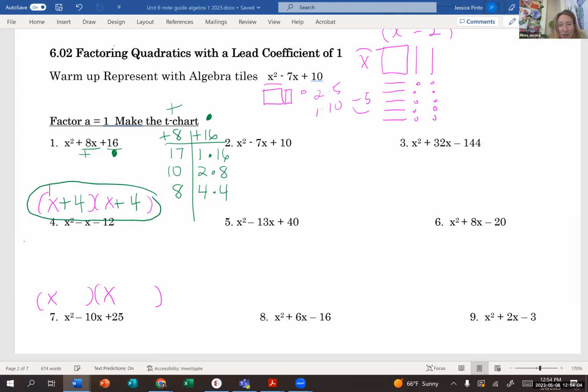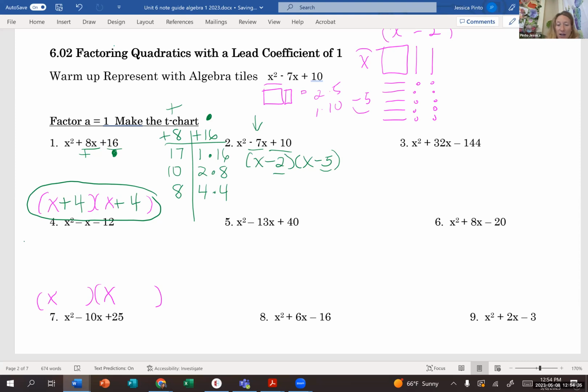We did number 2 as the warm-up. And let's just see how this works. 2 and 5 add to 7. They're both negative. You add and keep the sign the same. But then negative 2 times negative 5, yes, a negative times a negative makes a positive. So what I see from this is if I have a negative in the middle, then I need 2 negatives to multiply to make that positive C term.